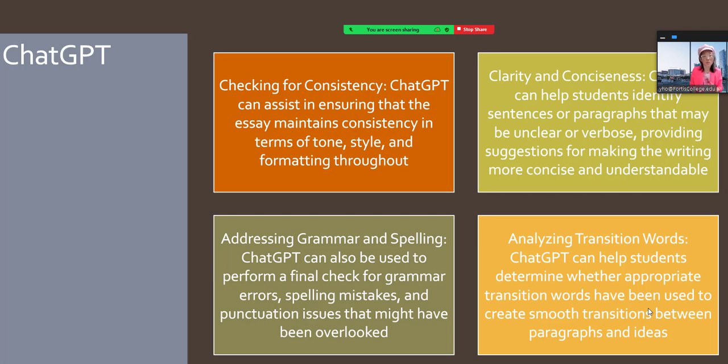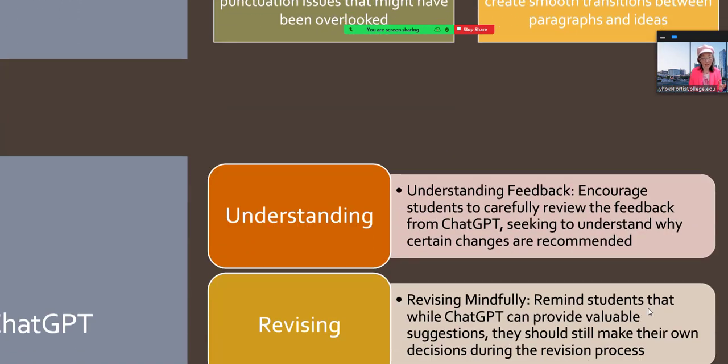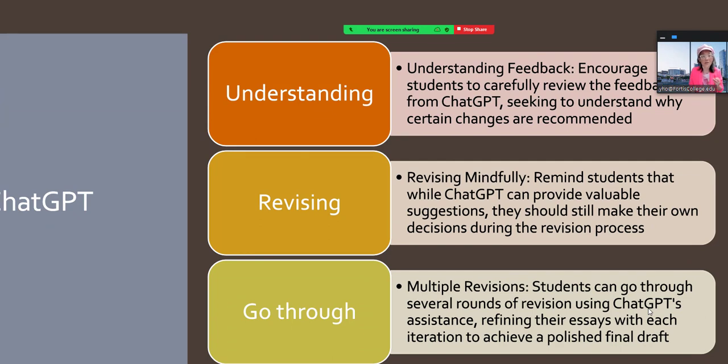ChatGPT can also be used to perform a final check for grammar errors, spelling mistakes, and punctuation issues that might have been overlooked. And ChatGPT also is really good with transition words. ChatGPT can help students determine whether appropriate transition words have been used to create smooth transitions between paragraphs and ideas.